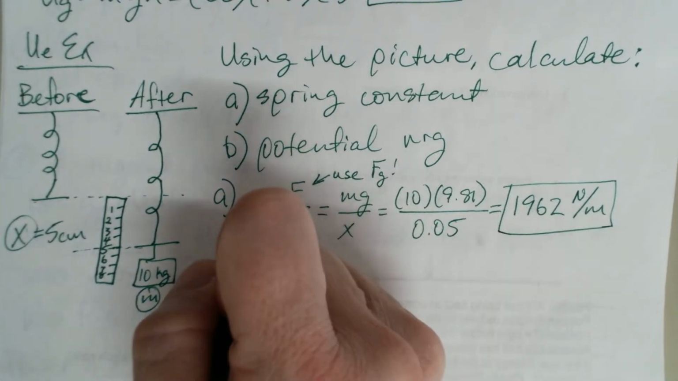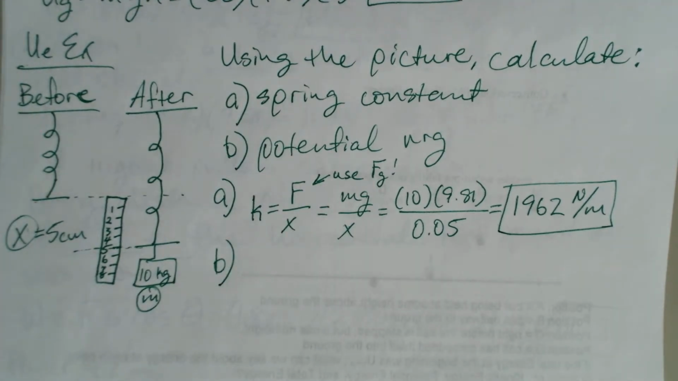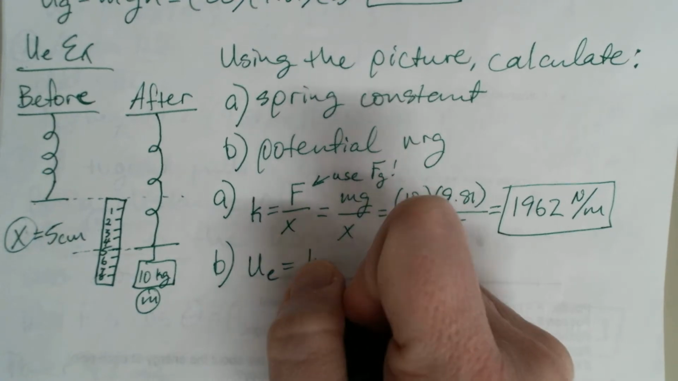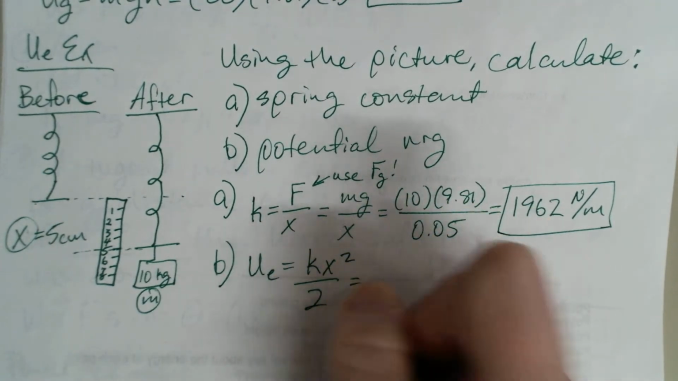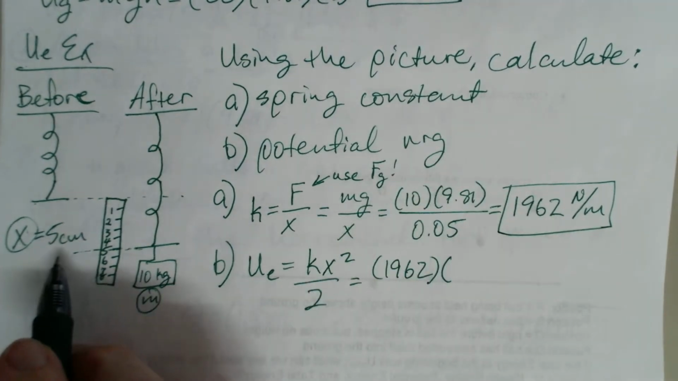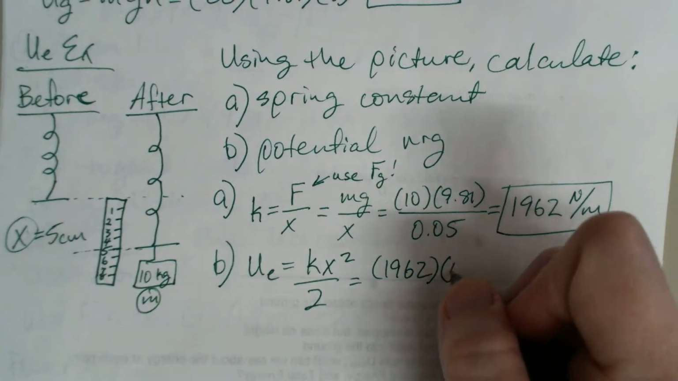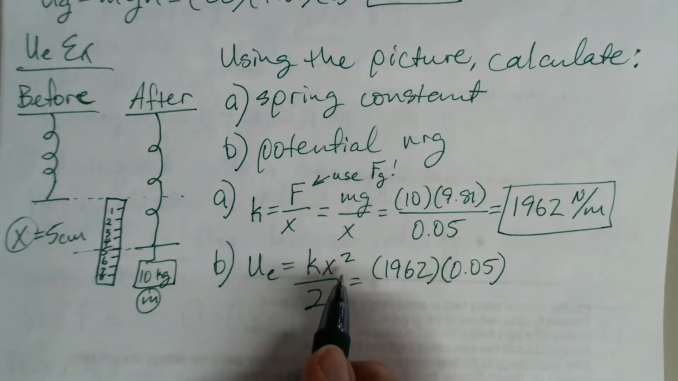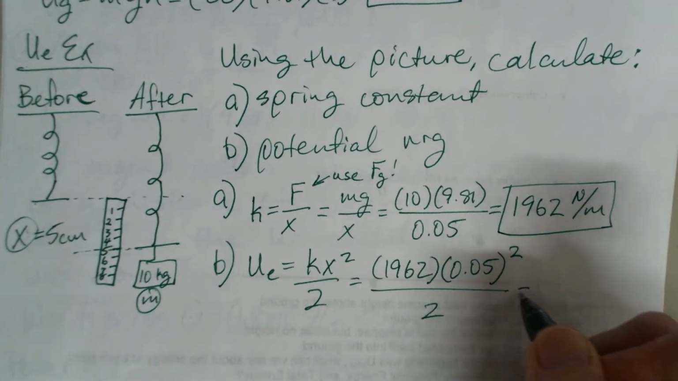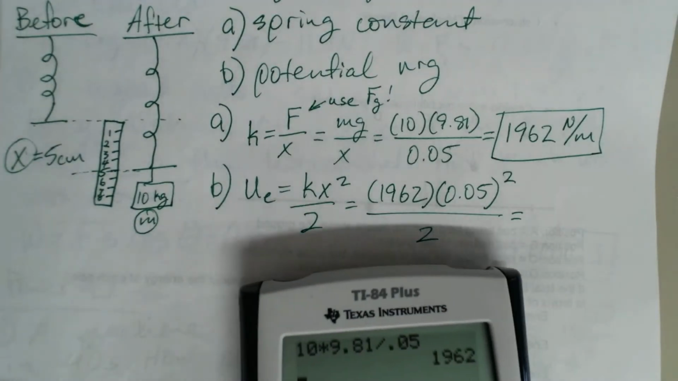And then part B, we want the potential energy. It is a spring, so which type of potential energy are we going to use? The UE, because it's elastic, it's stretchy. So we're going to calculate UE. UE is kx squared over 2. Now we have k, so we just plug that in. We figured out our x, but in meters it's 0.05. Don't forget to square it, because if it's squared in the equation, you must square it in real life, divided by 2. Then we stick that in our calculator.